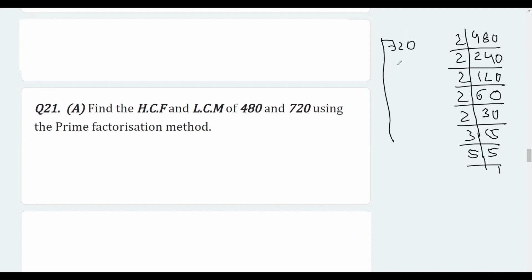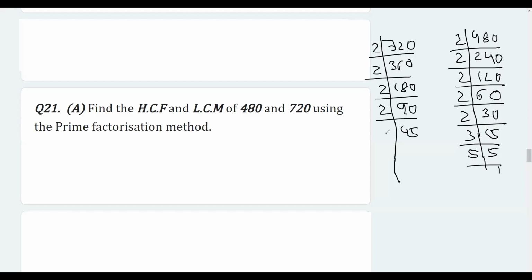So for 720, dividing by 2 gives 360, then 180, then 90, then 45. With 3, 45 gives 15, then 5, and 5 times 1.